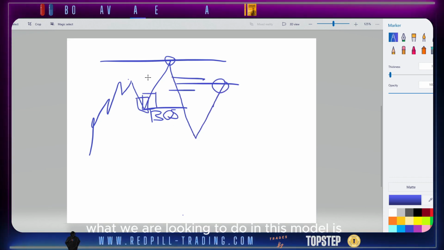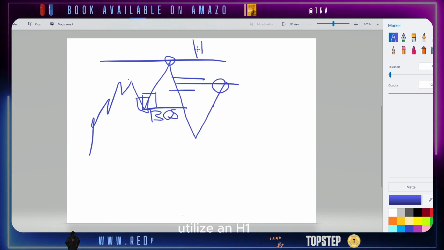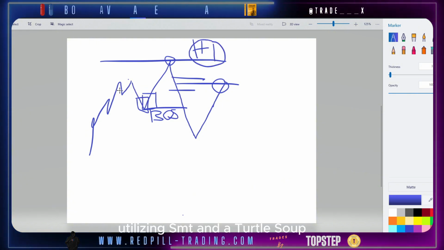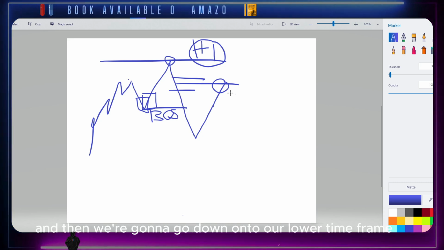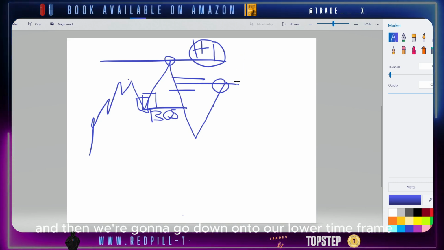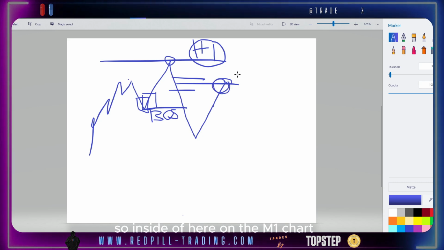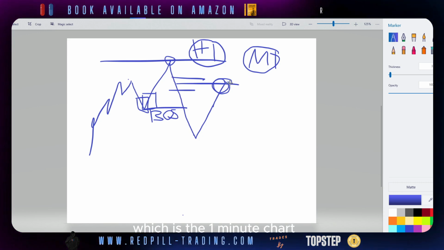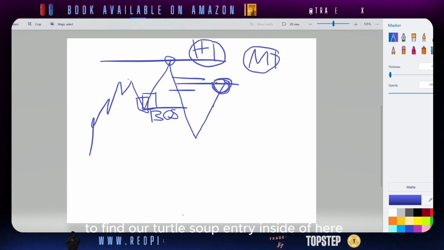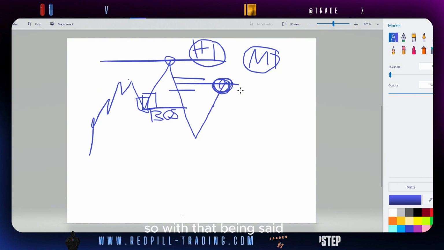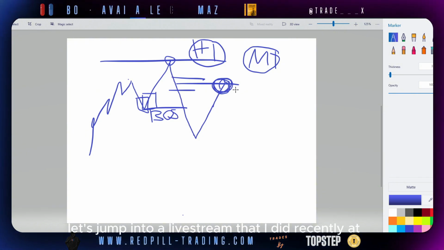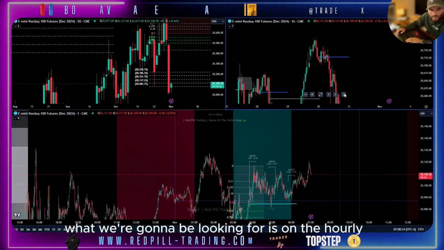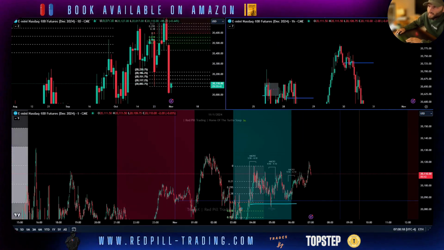What we are looking to do in this model is utilize an hourly change in the state of delivery utilizing SMT and a turtle soup. And then we're going to go down onto our lower time frame. So inside of here on the M1 chart, which is the 1 minute chart, to find our turtle soup entry inside of here. So with that being said, let's jump into a live stream that I did recently, which breaks down some examples. Enjoy.